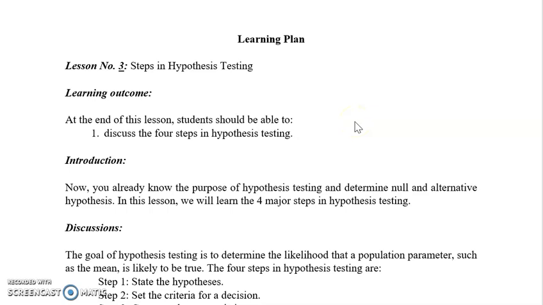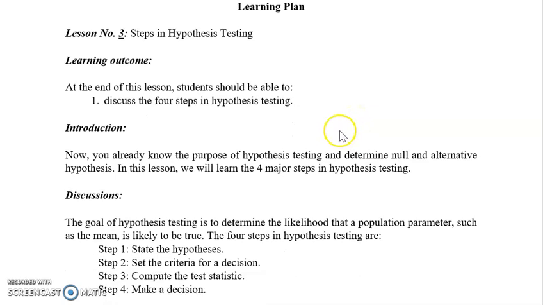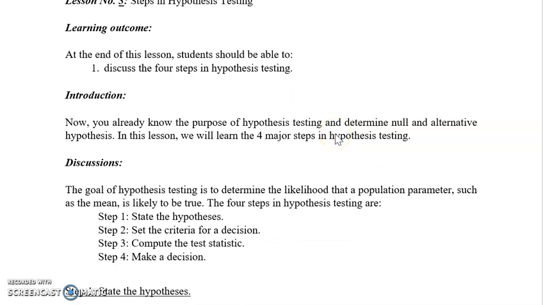So there are 4 major steps in hypothesis testing. You already know the purpose of hypothesis testing and how to determine the null and alternative hypothesis. In this lesson, we will learn the 4 major steps. There are two types of hypothesis, the null and alternative hypothesis. Don't forget, a hypothesis is an educated guess, and that is usually what we are trying to test when we are doing experiments.